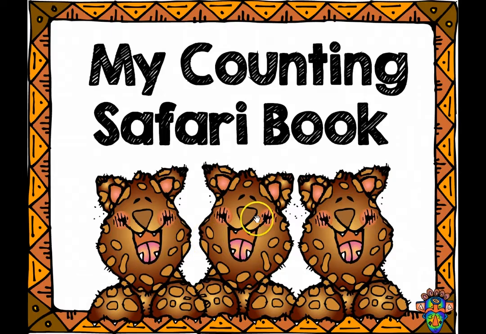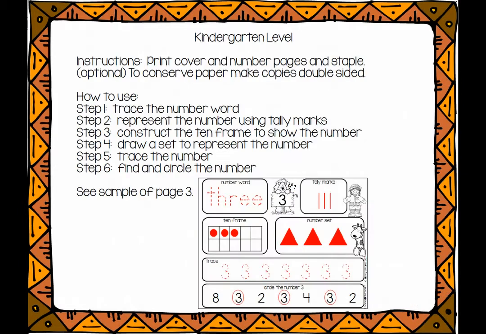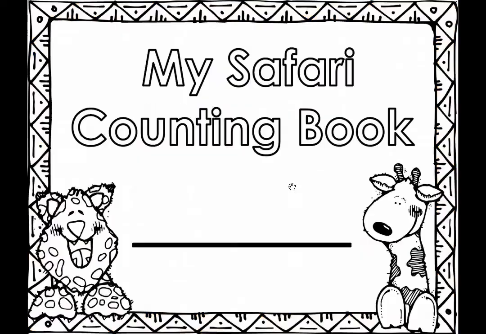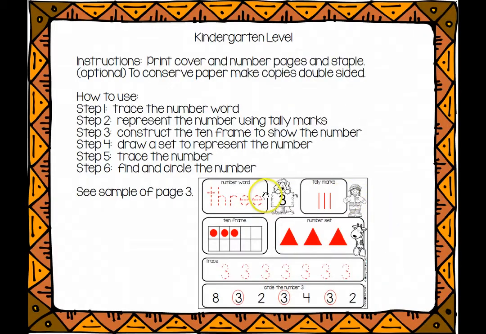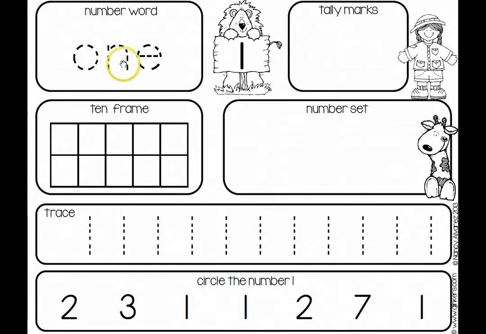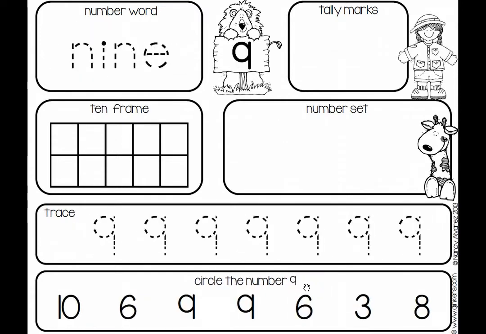I've included 2 counting books with numbers 1 to 10. There are 2 levels: a kindergarten level and also a 1st grade level. I'm going to show you the kindergarten level first, and it tells you here how they will complete it. They will trace the word. They'll use tally marks to depict the number. They will complete a 10 frame. They will draw a number set, trace the number, and then look for the number. And there's 1 through 10.